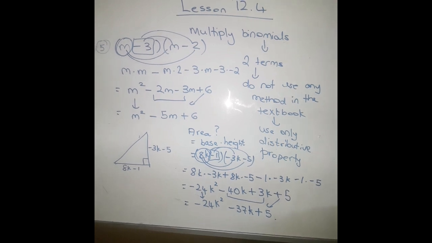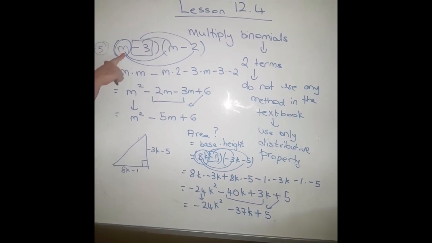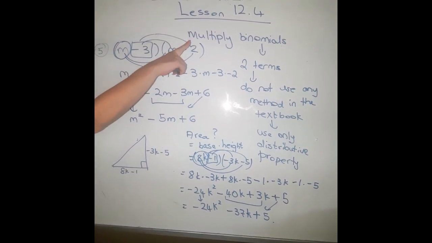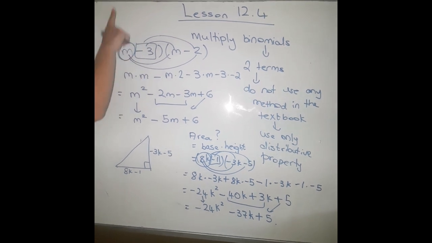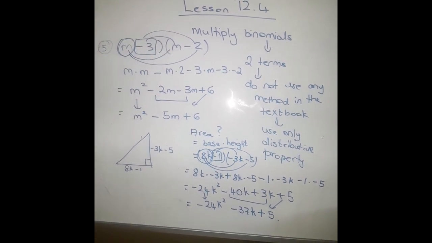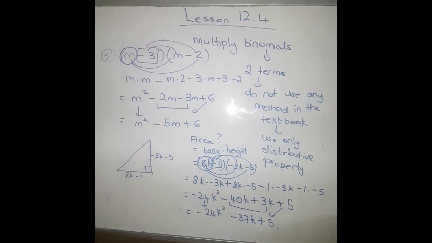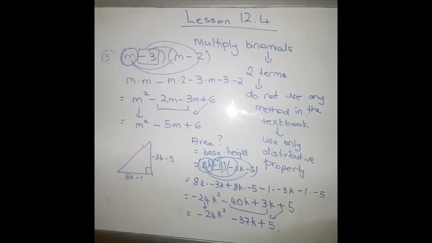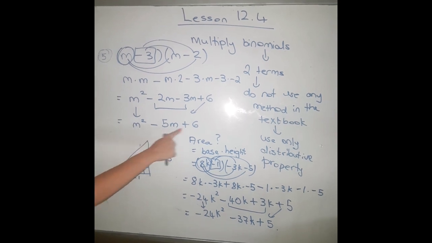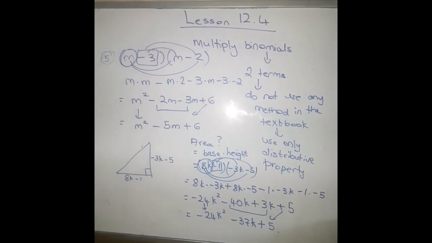So do not forget, every term in the first parenthesis is distributed into the second parenthesis. The second term is distributed into the second parenthesis. So usually you're going to have 4 terms, and then you're going to add or subtract your like terms. You're going to get 3 terms as an answer. Okay?